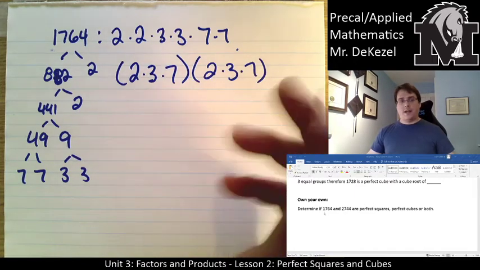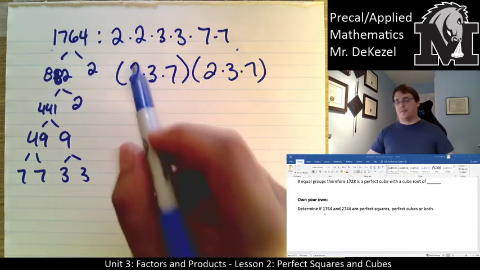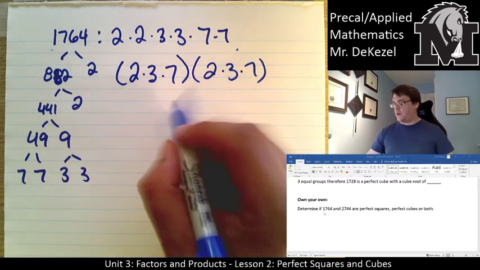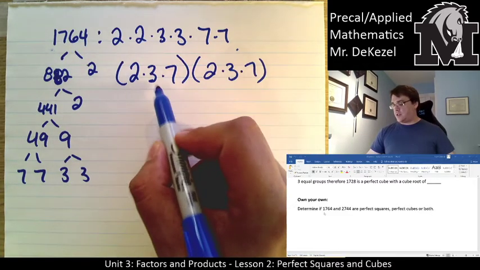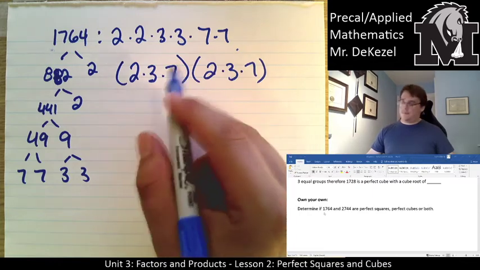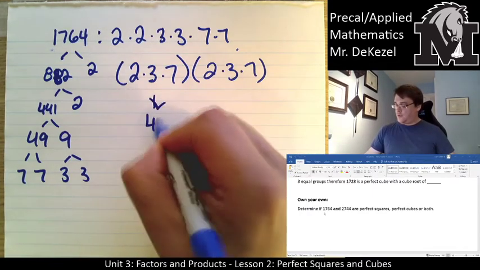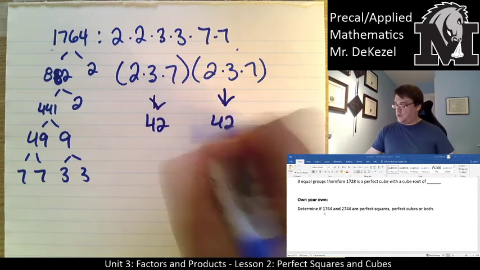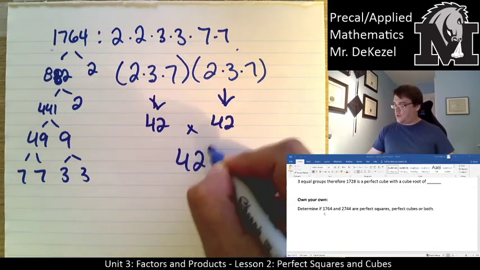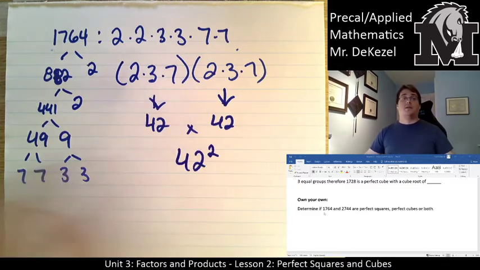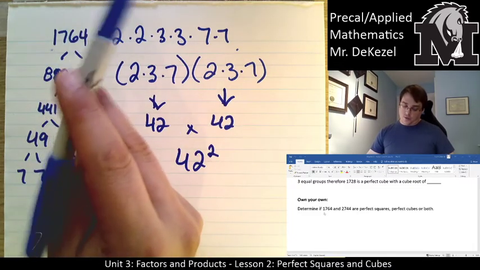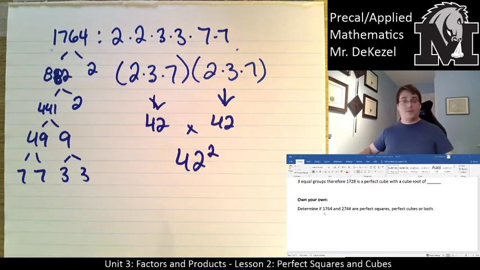So if I want to find out what number squared gets me 1764, I will multiply this. So let's try 3 times 7 is 21, and then doubled. 21 doubled is 42. So that means 42, and this is 42. That means 42 squared. 42 squared equals 1764. We can check that, no problem.